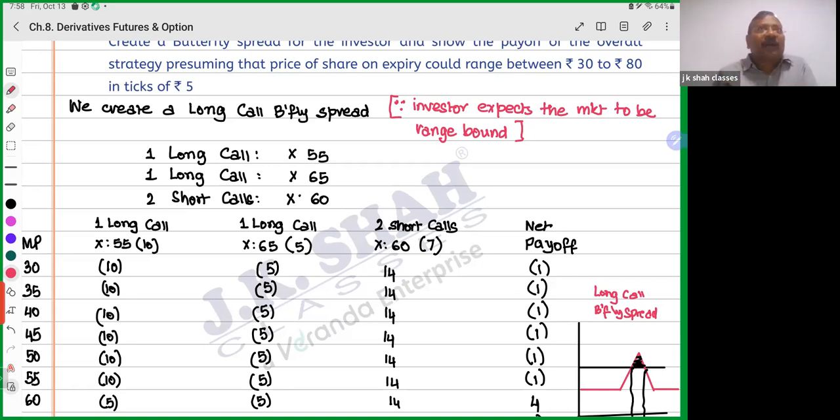Because if you are going to trade on options, now understand something. When you trade on stocks, you are trading on the stock price. But when you are trading on options, you are trading on the option premium. You buy an option at a particular premium and you sell it at another premium.